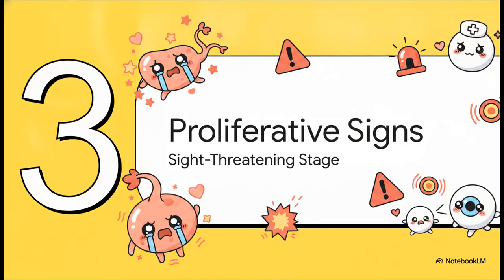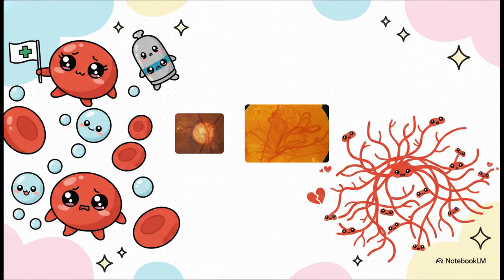Now for Section 3, proliferative signs. This is the sight-threatening stage. This is where the disease shifts from something we just monitor into a true sight-threatening emergency.